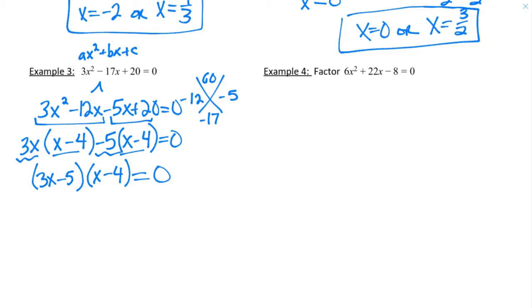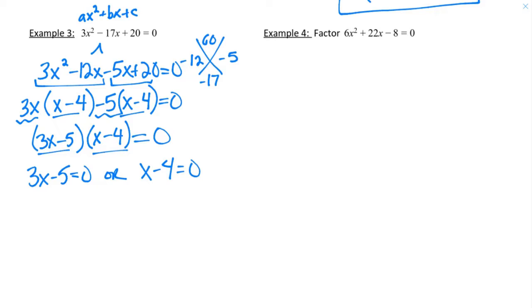So now we're going to go ahead and extend into actually solving this. At this point, if you notice, we are very similar to the problem that we had in number 1, where we have a binomial times a binomial. So we're going to use our zero product property here. If we know that 3x minus 5 times x minus 4 is equal to 0, we know that either 3x minus 5 must be equal to 0, or x minus 4 must be equal to 0. So we'll solve both of those equations separately.